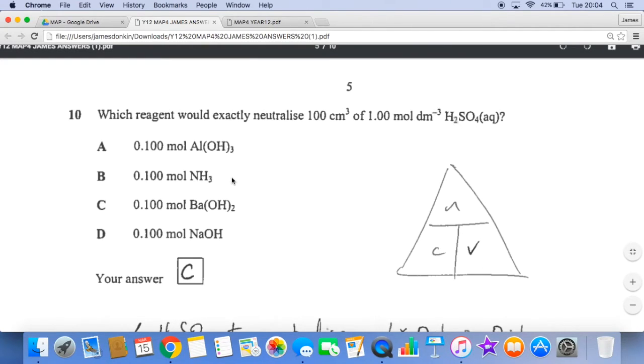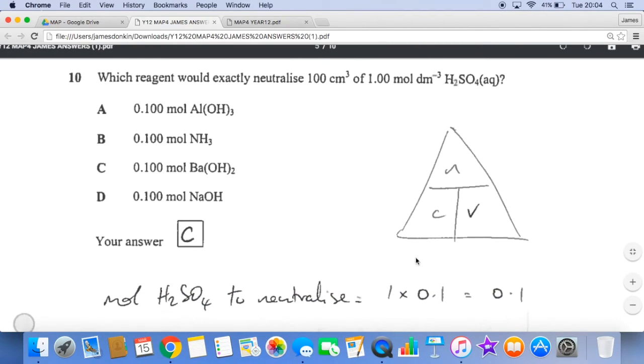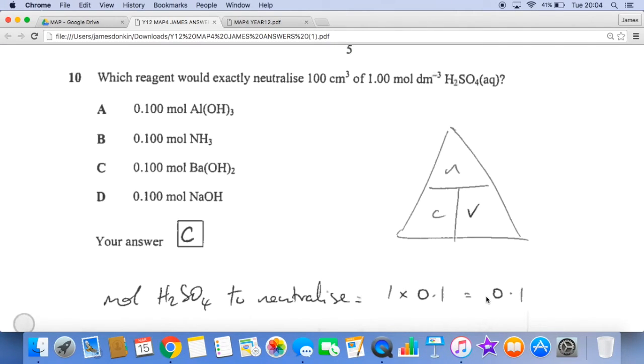Final question, which reagent would exactly neutralize 100 cm cubed of 1 mole per decimeter cubed sulfuric acid? We've got all of these alkalis, bases to go on. All the same number of moles. So the first thing we need to do is work out how many moles of sulfuric acid we need to neutralize. That's the concentration times the volume. So we've got to neutralize 0.1 moles of sulfuric acid.